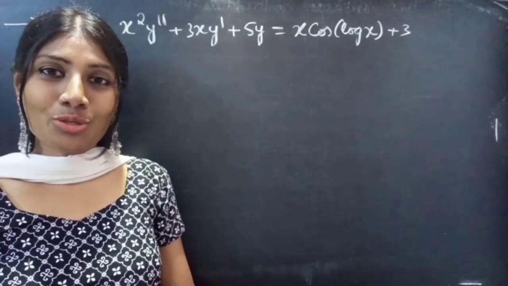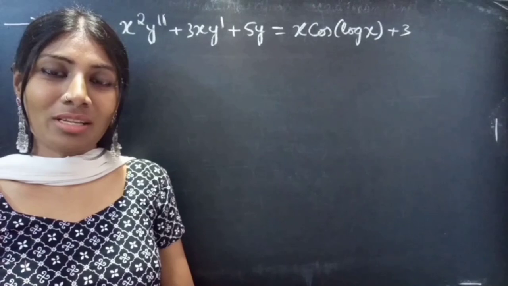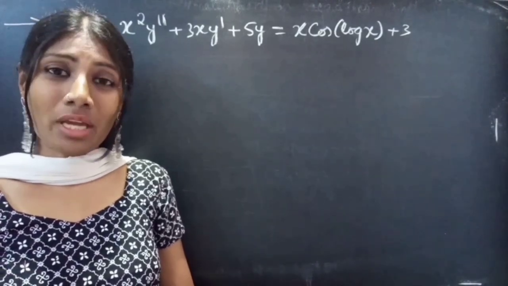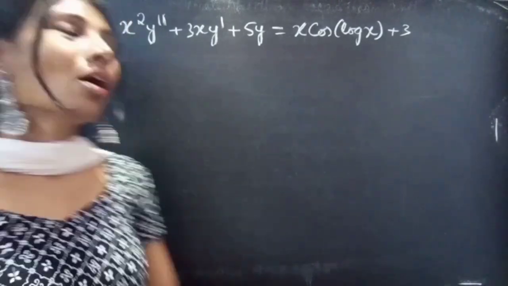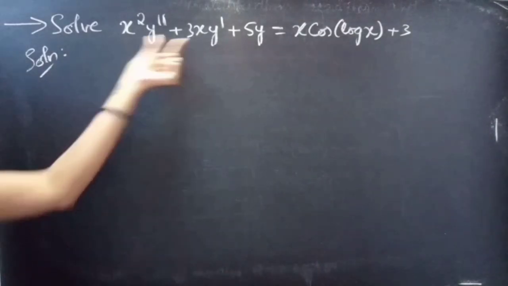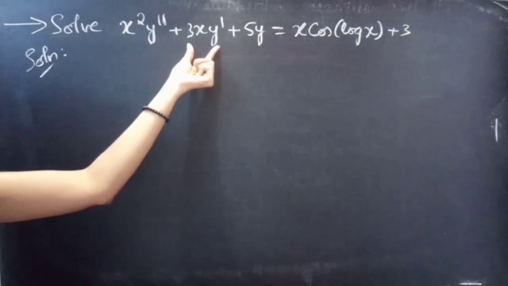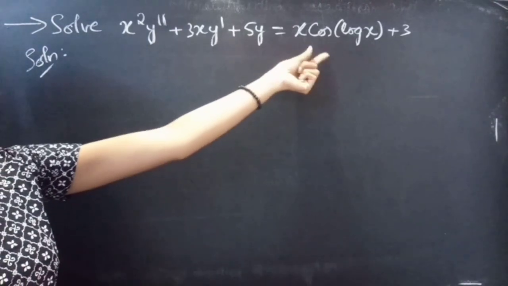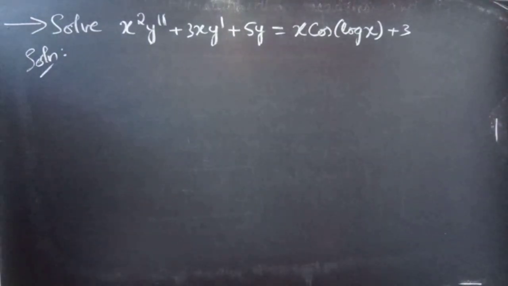In this video, we are going to solve a differential equation from higher order linear differential equations with variable coefficients. So let's get going. Problem: solve x square y double dash plus 3xy dash plus 5y equals x cos log x plus 3.